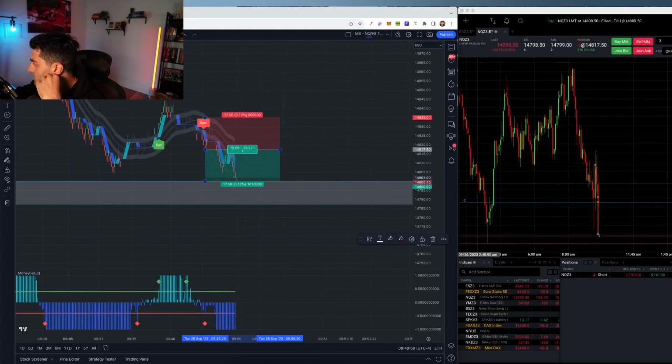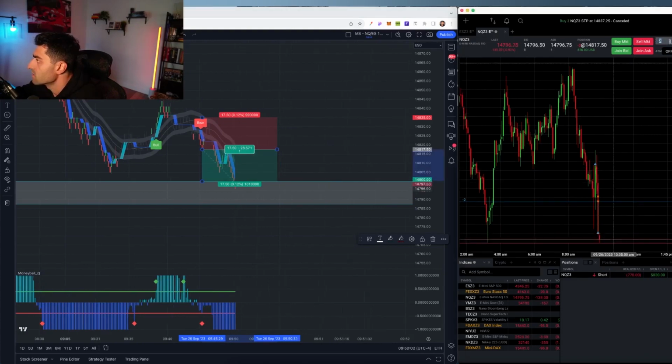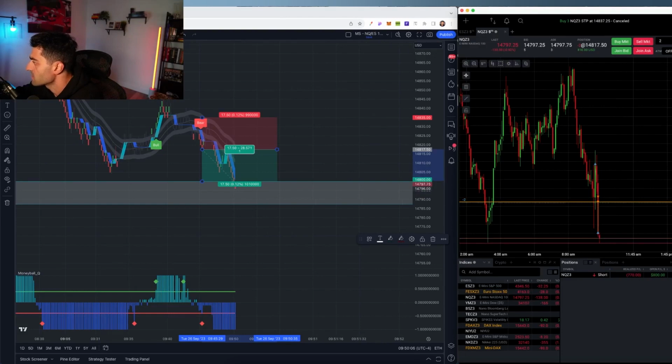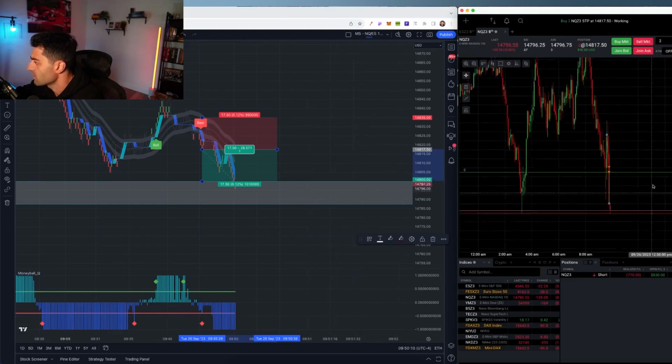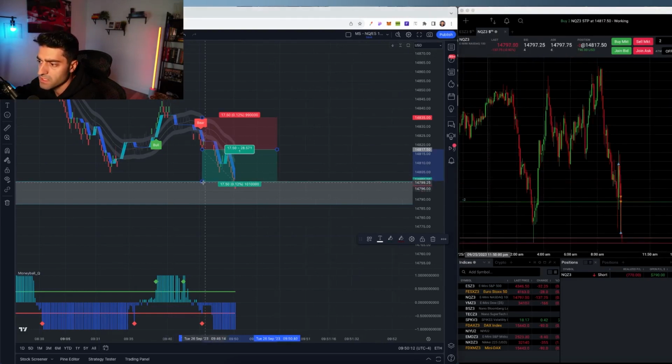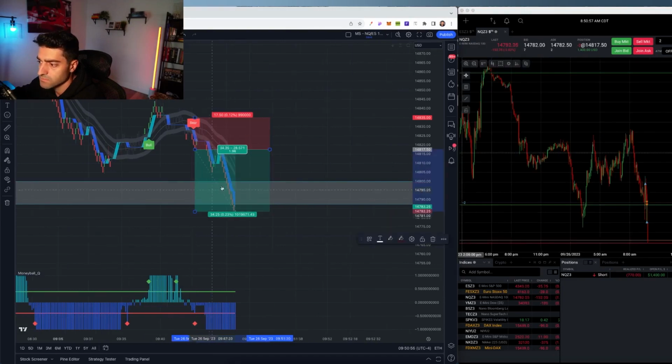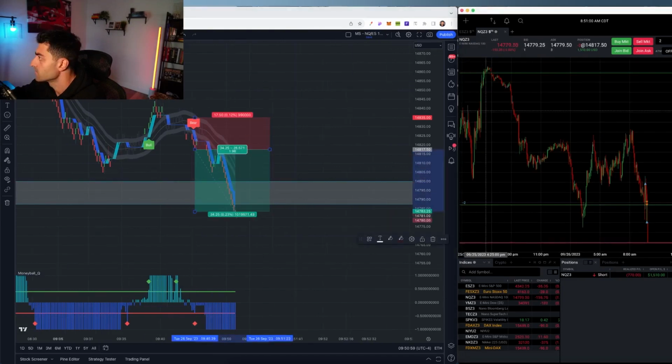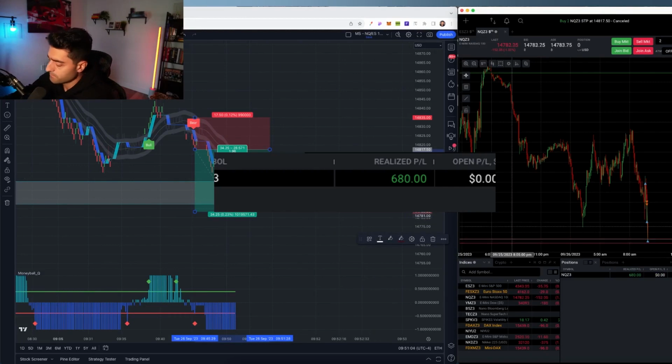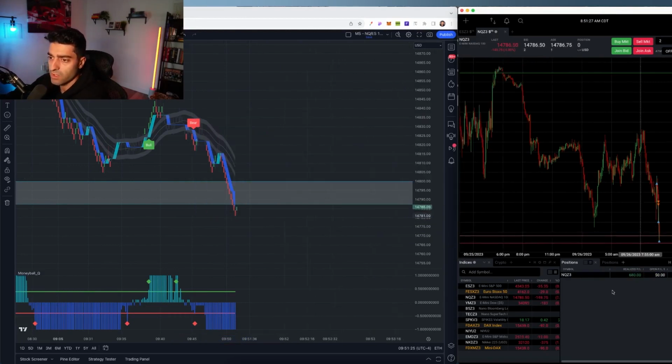Order filled. Okay, that is break even now. Move those stops to break even, and then we'll shoot for a 2-to-1 on this one. So, okay, we'll get out of this one. Order filled. Okay, plus 680 on the morning. Getting a nice little profit number.